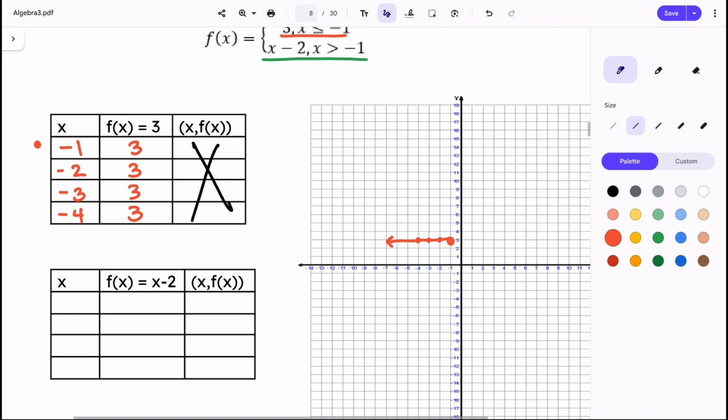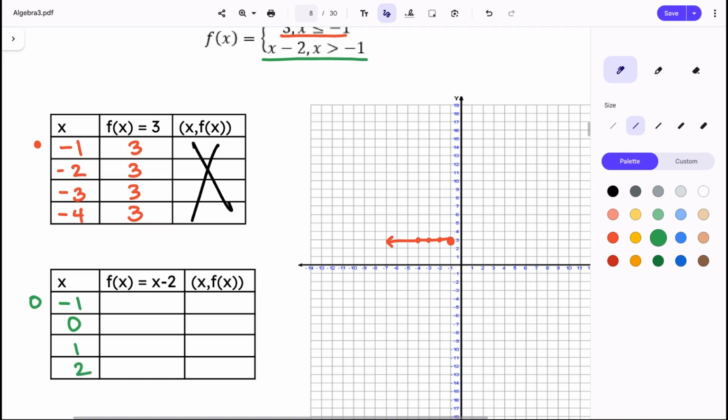Okay, so now let's do the second part of this function. What's the inequality say for the second half? X is what? Greater than -1. So again, we start at -1. This time, does it have an equal sign? No, so it should be an open circle. What numbers are bigger than -1? Yeah, 0, 1, and 2.